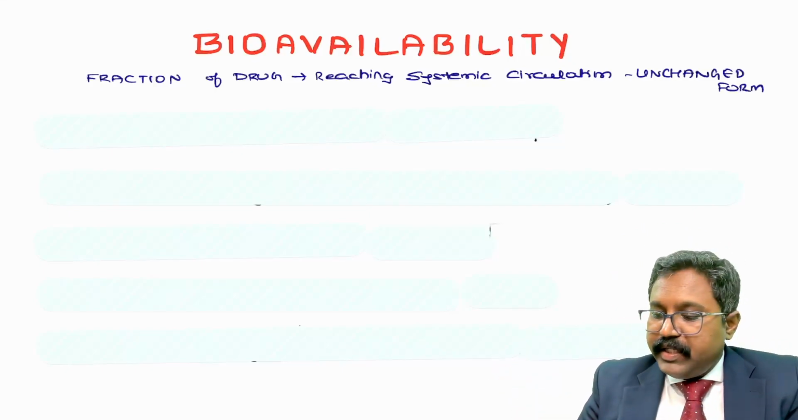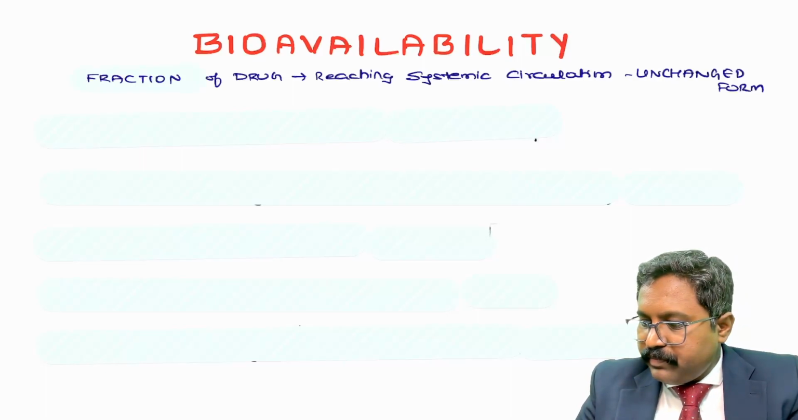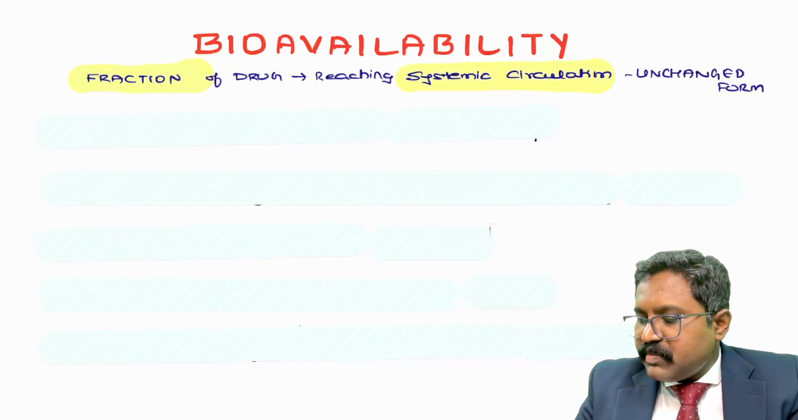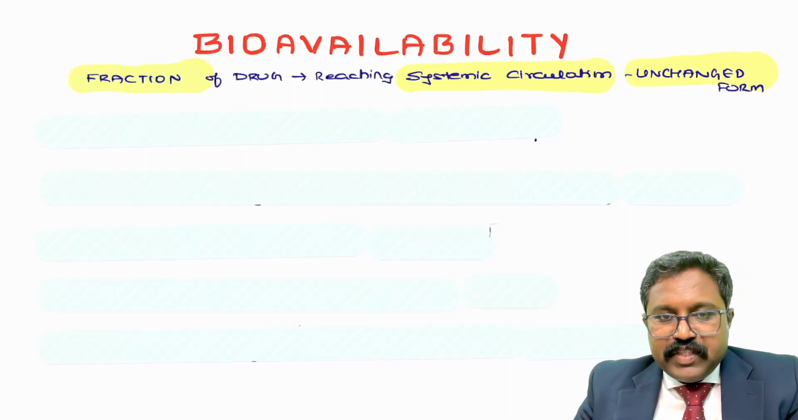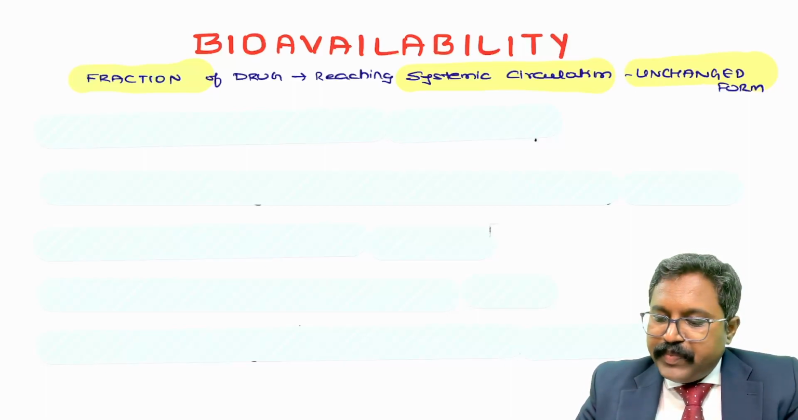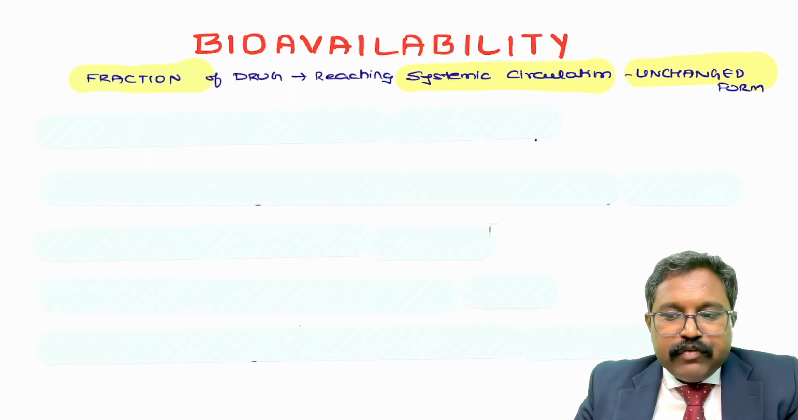The key point that one should remember is it is the fraction. It is the fraction of a drug reaching the systemic circulation in an unchanged form. There should not be any metabolism in the body. So it is a fraction of the drug which reaches the systemic circulation in an unchanged form following the drug administration.